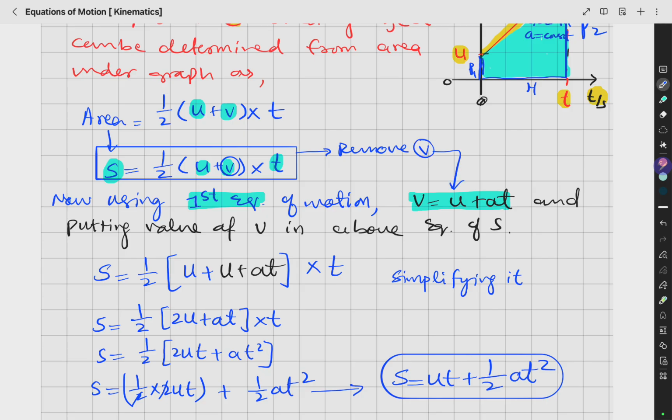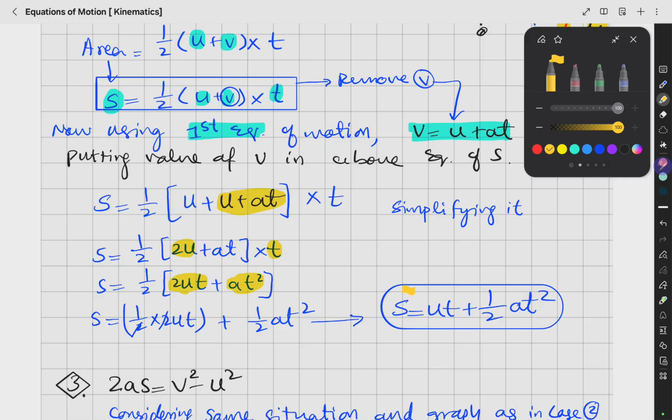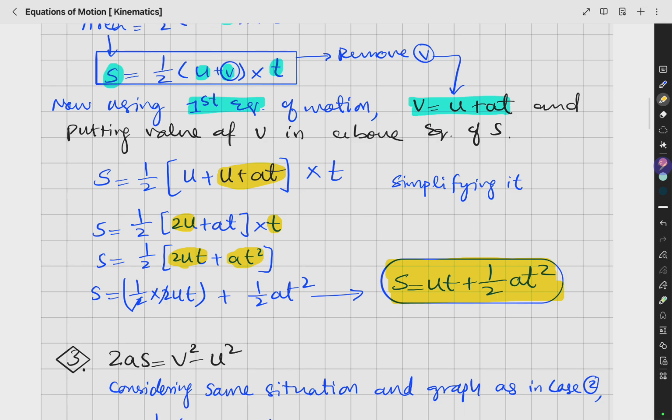And how can you remove v? You take help from the first equation, v is u plus at, and you plug in the value of v over there. You can see that I have plugged in the value of v, which is u plus at, and then of course you simplify. u and u make 2u, and then you multiply 2u and at with t, so 2ut and at squared, and then you multiply the half with both of them, and eventually you get this answer, which is s equals ut plus half at squared.